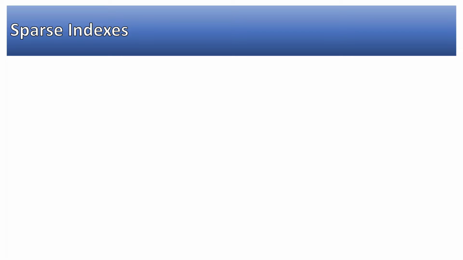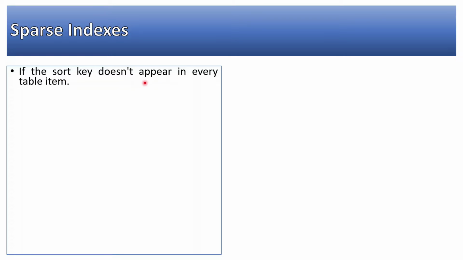The first thing I'm going to share is sparse indexes. This applies if the sort key does not appear in every table item. Here it could be the sort key in case of LSI, as well as the partition key and sort key in case of GSI.